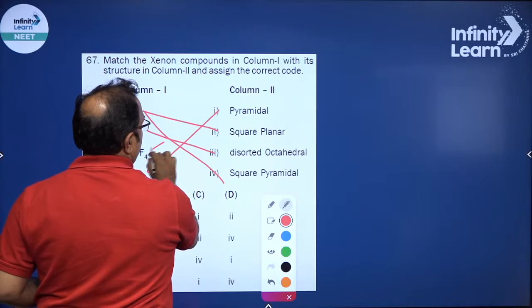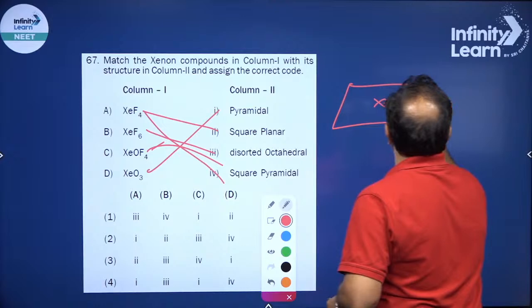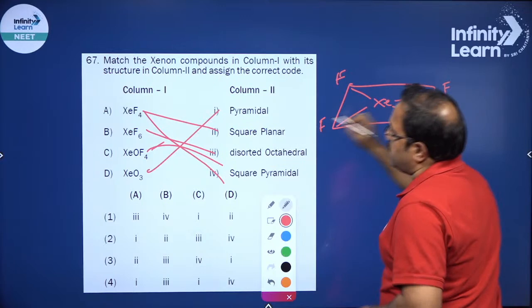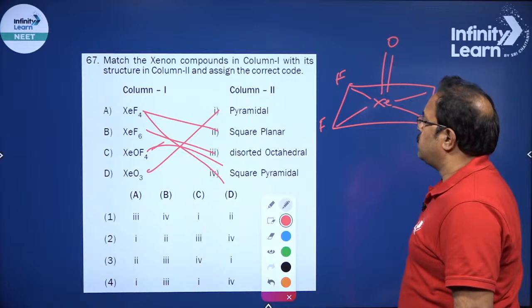Okay, I'll just write the structural part. This is Xe, this is square planar. Now this is like this. I'll change this XeF4 to XeOF4. I have to keep it like this. So this becomes square pyramidal.